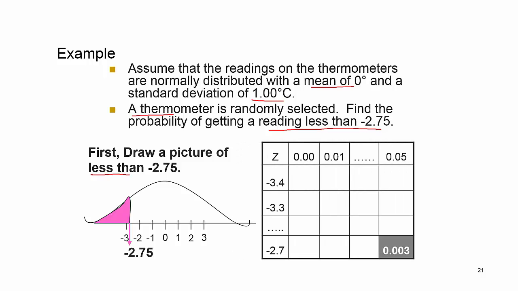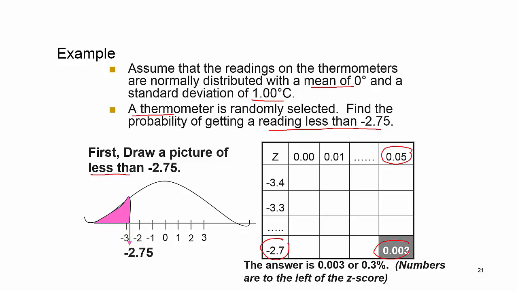Okay, so I go to my z-table and I look up negative 2.75. So negative 2.7 is here. The 5 is the hundredths position, so then we put it together and I get 0.003. So the answer is 0.003 or 0.3%.